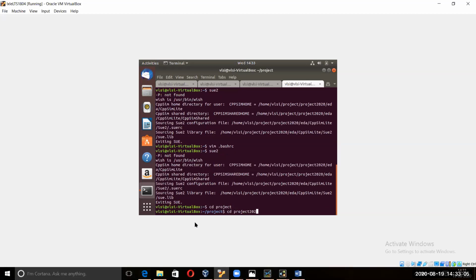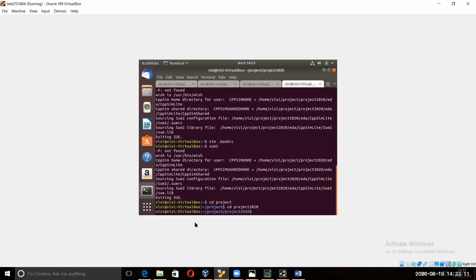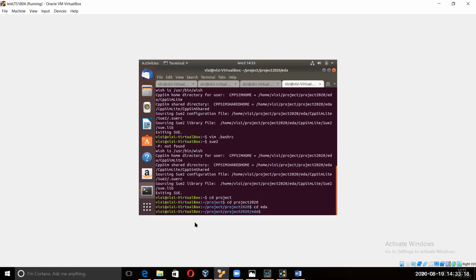You are going to create this in 15 VLSI 70, so cd 15 VLSI 70. After 15 VLSI 70, it is going to be the same: change to EDA, then change to CPCM light.